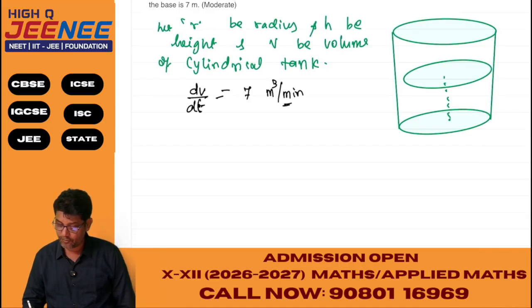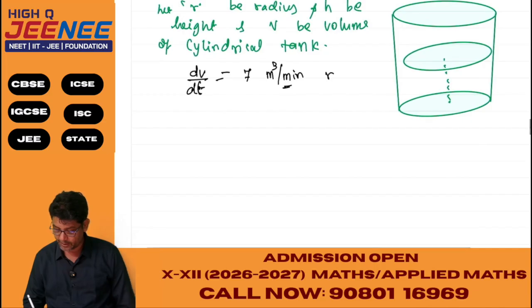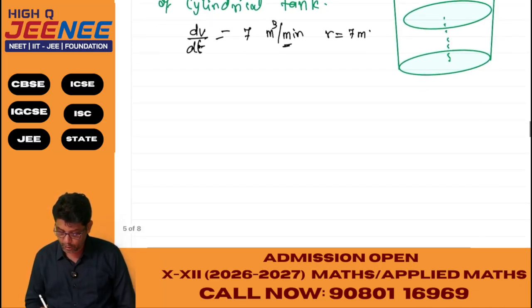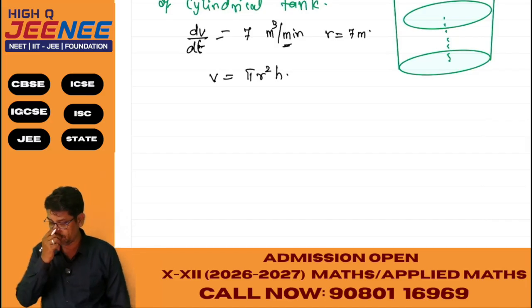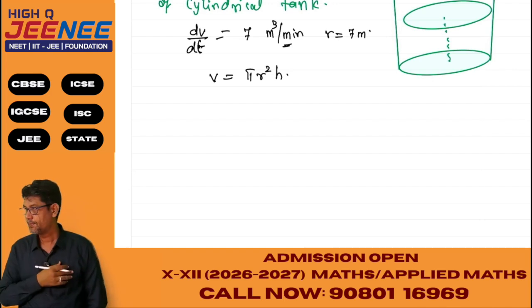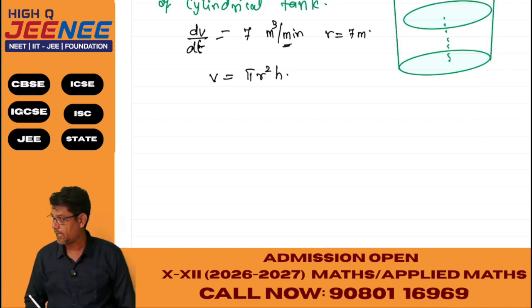Find the rate of rise of water if the radius of the base is 7 meter. R is equal to 7 meter. Now, what is the volume of a cylinder? We need to get the correct formula. Pi R square H. We have to differentiate with respect to T. Here R is constant, because we have to find out dH by dt.